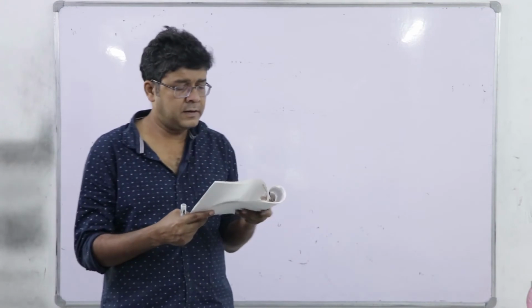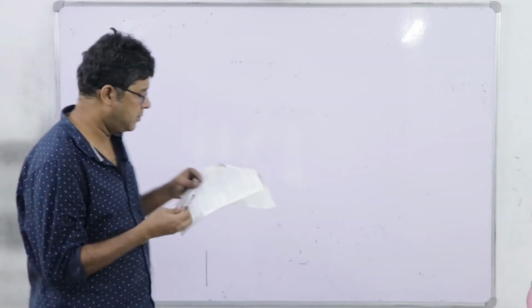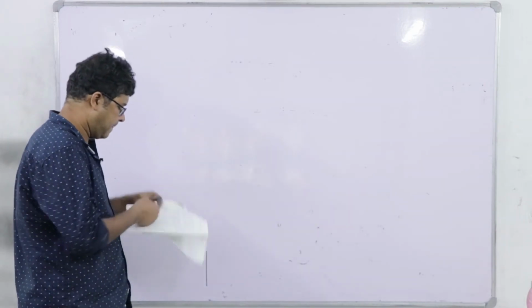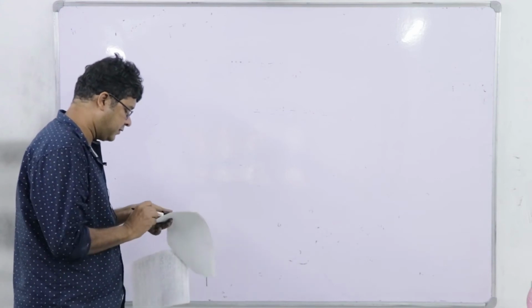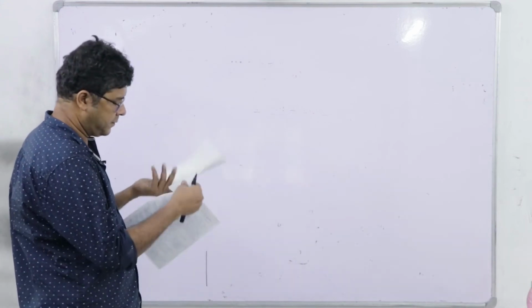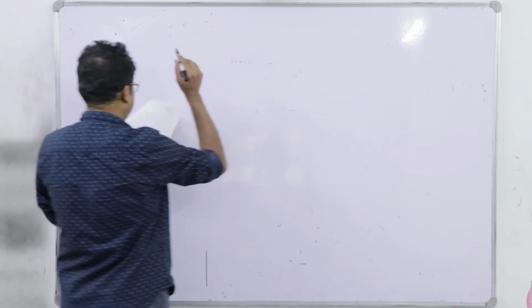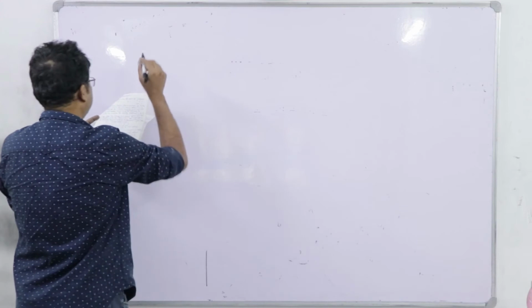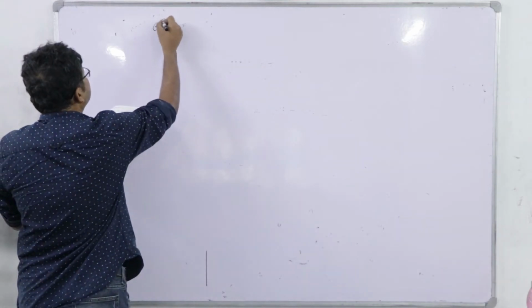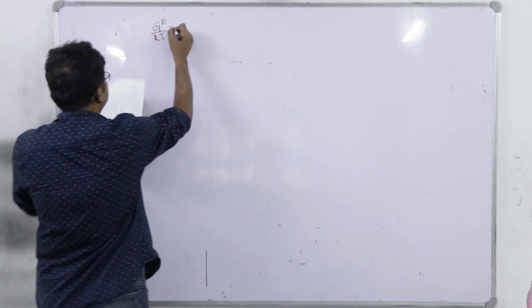Next, this is not a GATE problem, but it's an interesting one to solve. What is the problem? Excess Gibbs free energy of a certain binary liquid mixture is given by GE by RT equal to A x1 x2.